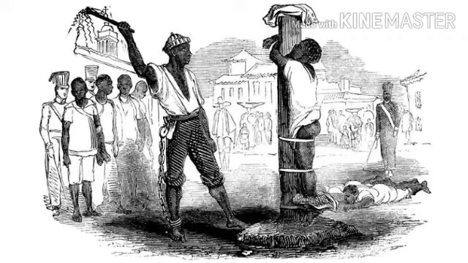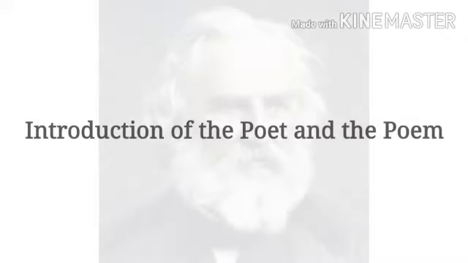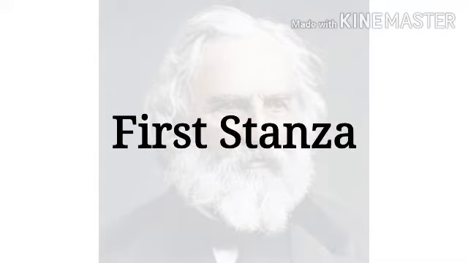Now, this poem was written at a time when the concept and practice of the slavery system existed. So you can also go through the introduction of the poet and the poem in your text. And before we start with the poem, I want you to open your text and follow along as I read the lines. Lines 1 to 6.